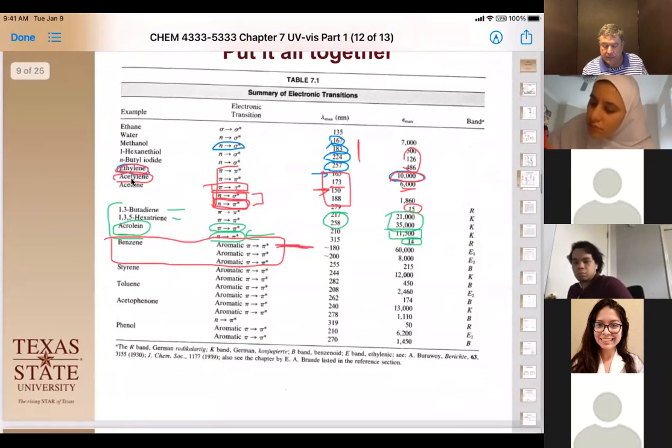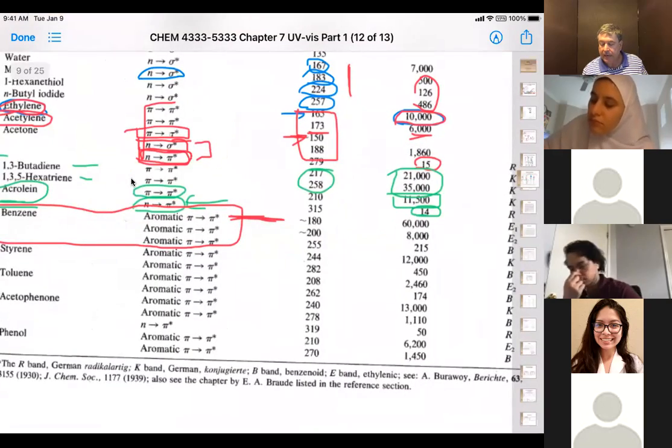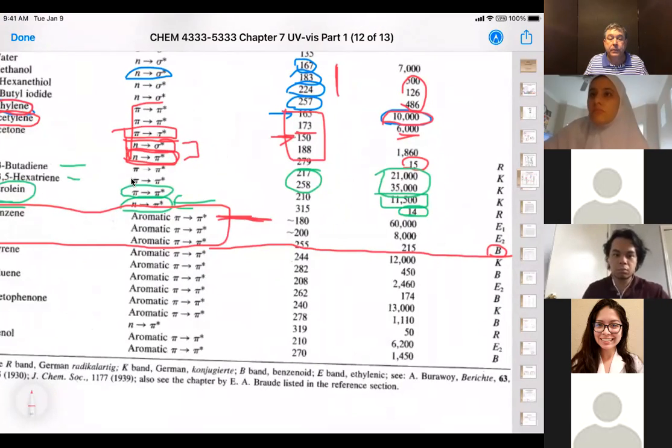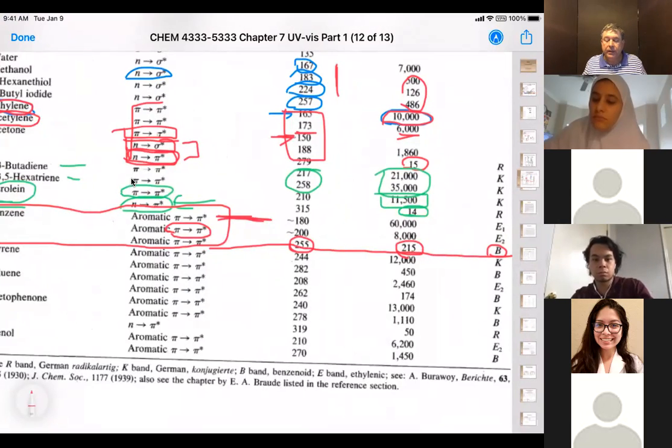Okay. Now notice in benzene, we also have an E2 band and a B band. Those are the three bands we show here. The B band is just the fact that it's aromatic. It's a lower energy, but it doesn't have a high extinction coefficient. Okay, so this next one is a pi to pi star transition, but it's not an isolated pi bond. It's still a carbon-carbon double bond, but it has to be within a pi cloud. So that's the E2 right here.